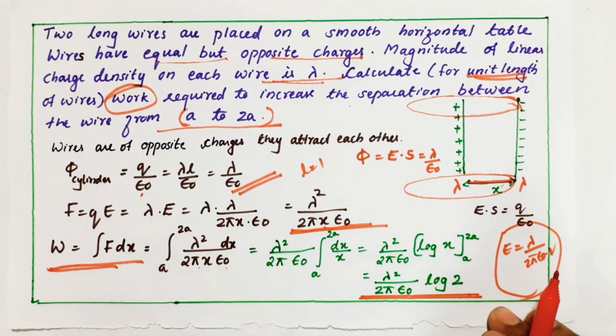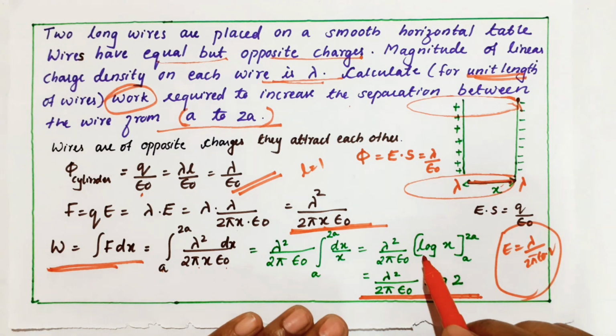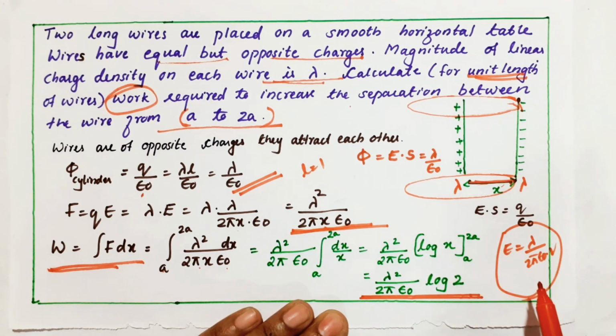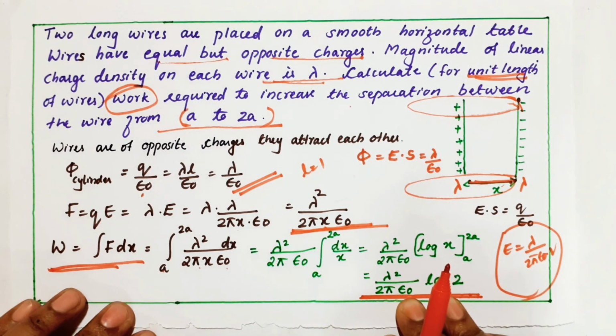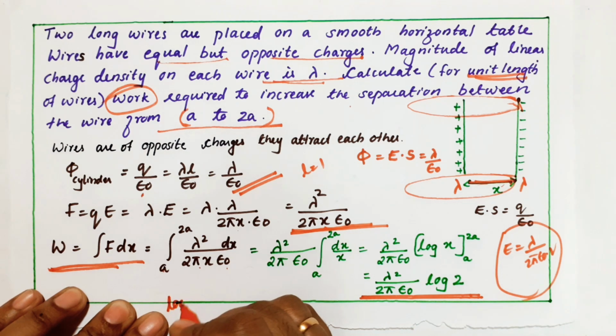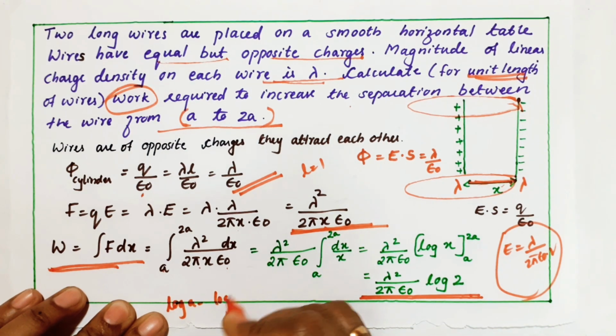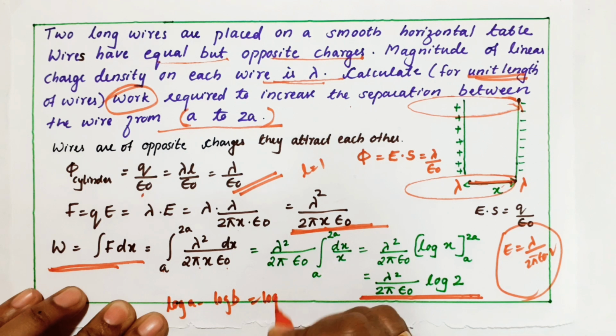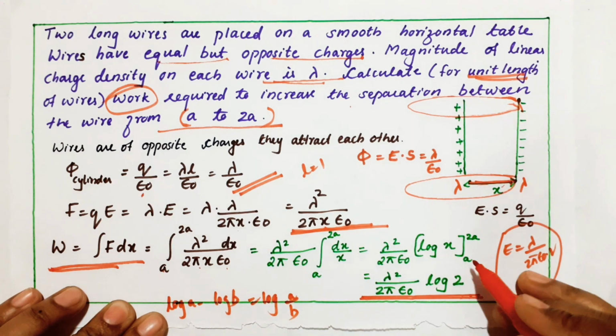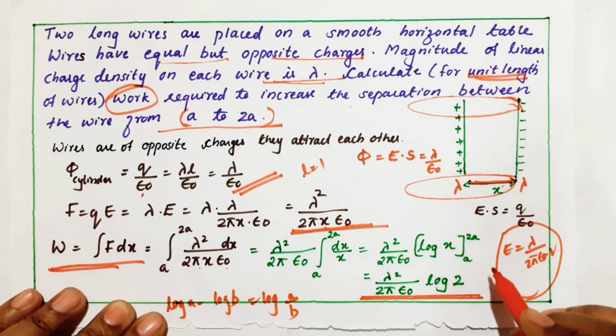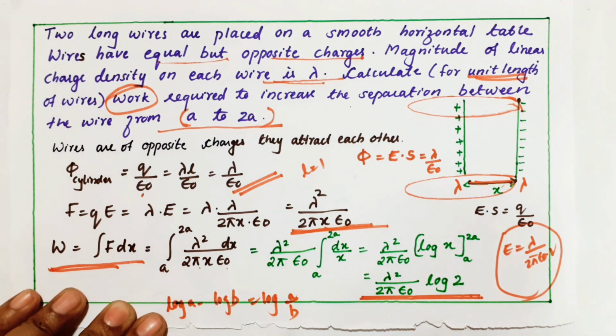Upper limit minus lower limit, that is log 2A minus log A. Log A minus log B can be written as log A by B. So we write log of 2A by A, the A gets cancelled, and we get the answer log 2. Very important question. The work is lambda square by 2 pi epsilon 0 log 2.